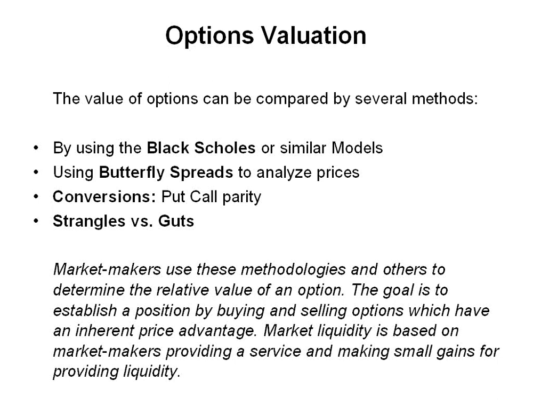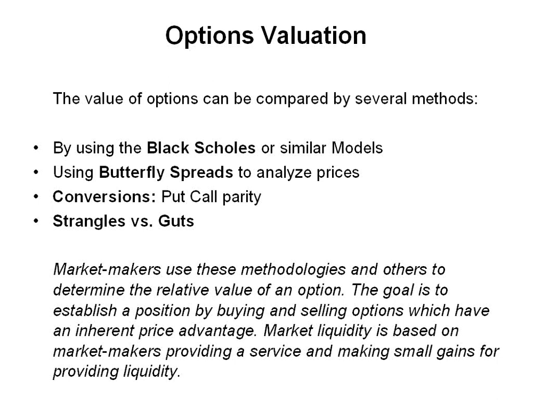Options valuation. The value of options can be compared by several methods. They can be compared by the Black-Scholes or similar models, and they can be compared by certain arbitrage indices, whereby, for example, butterflies can convince you that the price of an option is wrong. Or conversions, put-call parity. Again, it's an arbitrage opportunity. It can convince you that the price of a call is too high or low compared to the put in the futures contract. And strangles versus guts, similar, exactly the same trade except for interest rates. All of these types of arbitrages would be ways of saying the value of one of those options is wrong.